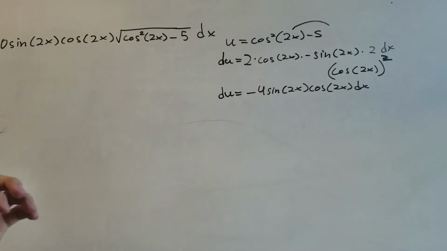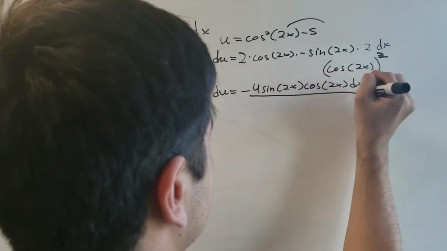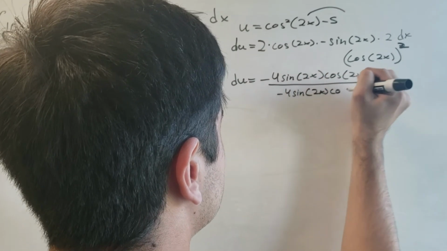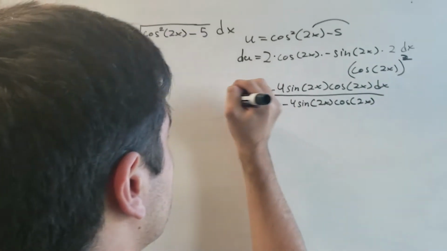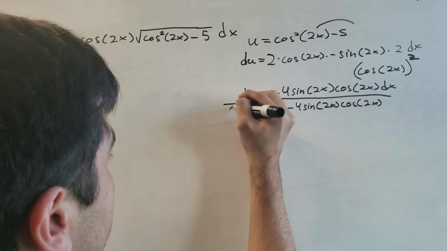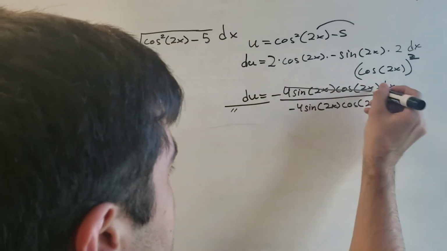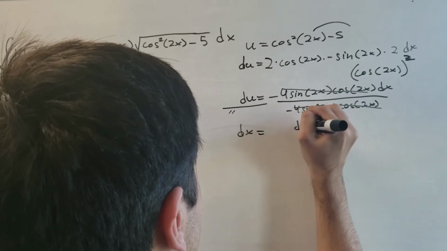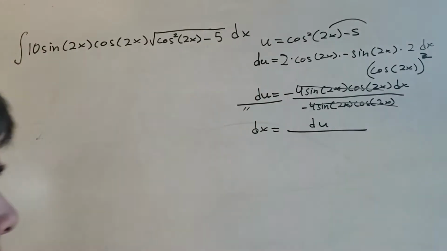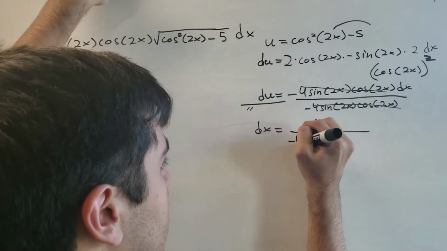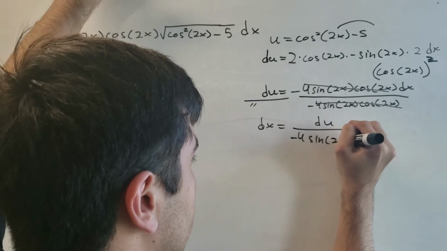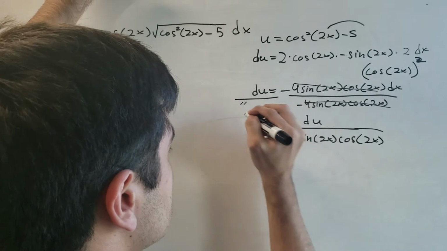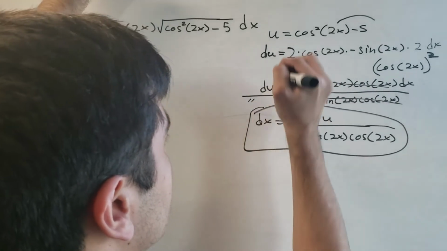And last but not least, we want to solve for dx, so we have dx all by itself. I'm going to divide both sides by negative 4 sine of 2x, cosine of 2x. Divide that by the same thing, so this cancels out. Now dx equals du over negative 4 sine of 2x times the cosine of 2x. So we have this and we have this.